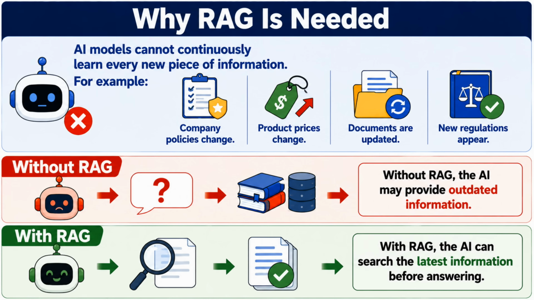Why is RAG needed? AI models cannot continuously learn every new piece of information. For example, company policies change, product prices change, documents are updated, new regulations appear. Without RAG, the AI may provide outdated information. With RAG, the AI can search the latest information before answering.